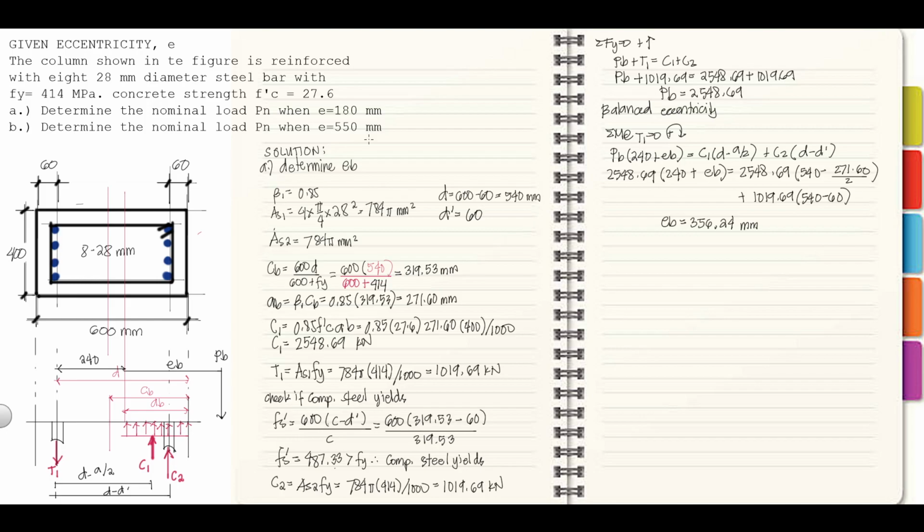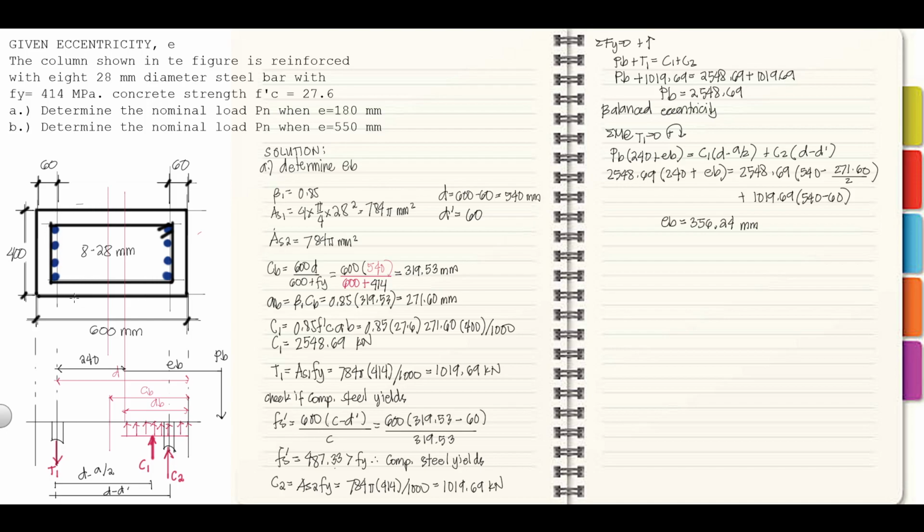For this type of loading, it is helpful for us to determine first the balance e or balance eccentricity. Yun yung unang mong gagawin dito. Yun kasi magdidictate dun sa mga value ng stresses ng ating steel, if mag-yield ba siya or not. It will depend on comparing the e balance to the given e. So yun una-una natin gagawin. We need to determine the e balance.